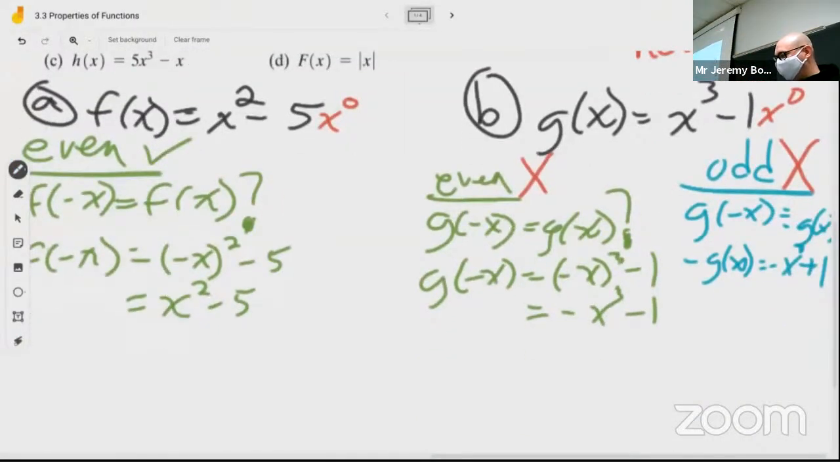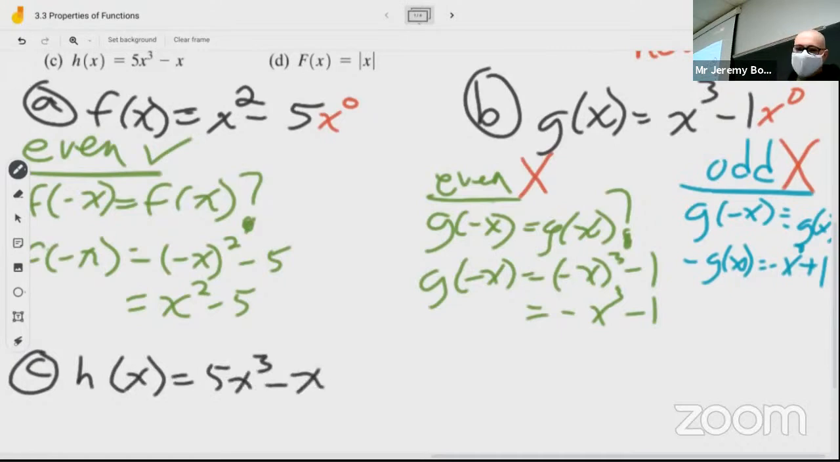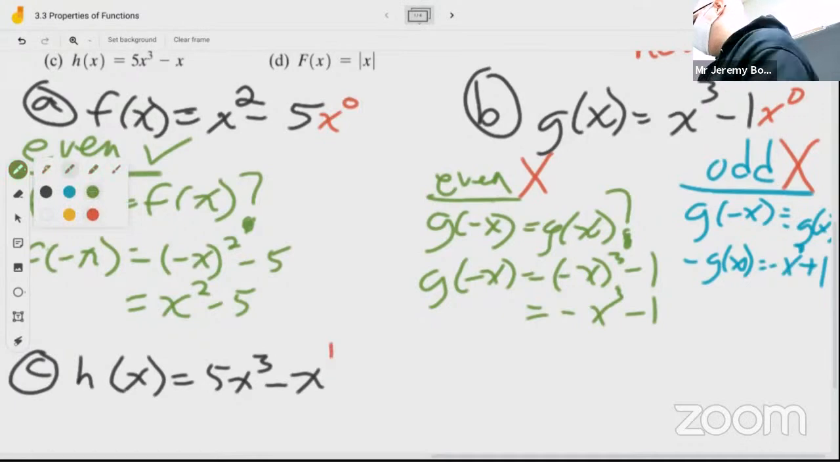C, h of x is equal to 5x to the third minus x. What do y'all think for this one? Even or odd? Odd. Why are you saying odd? Yeah, this x is understood to be x to the 1. So those are both odd numbers. I would say this one's probably odd. Let's test it out.